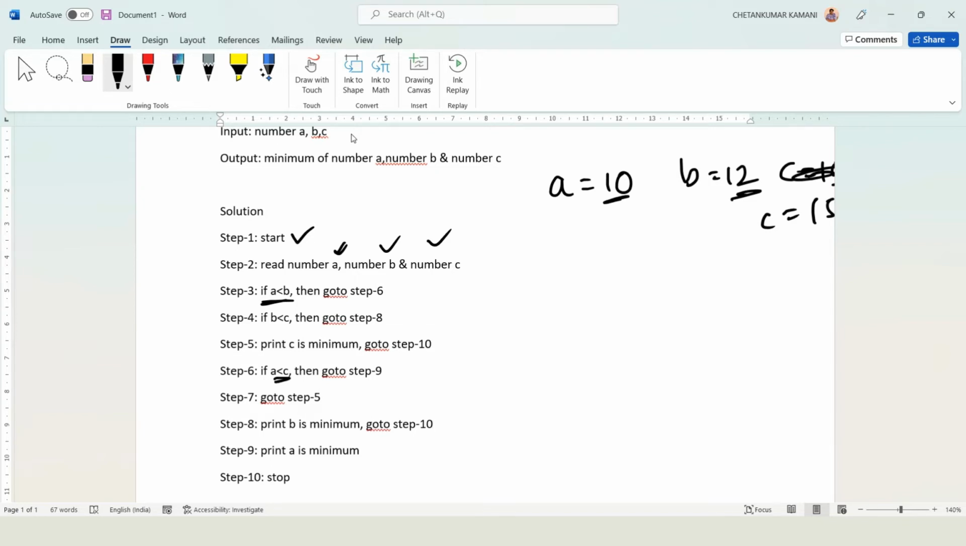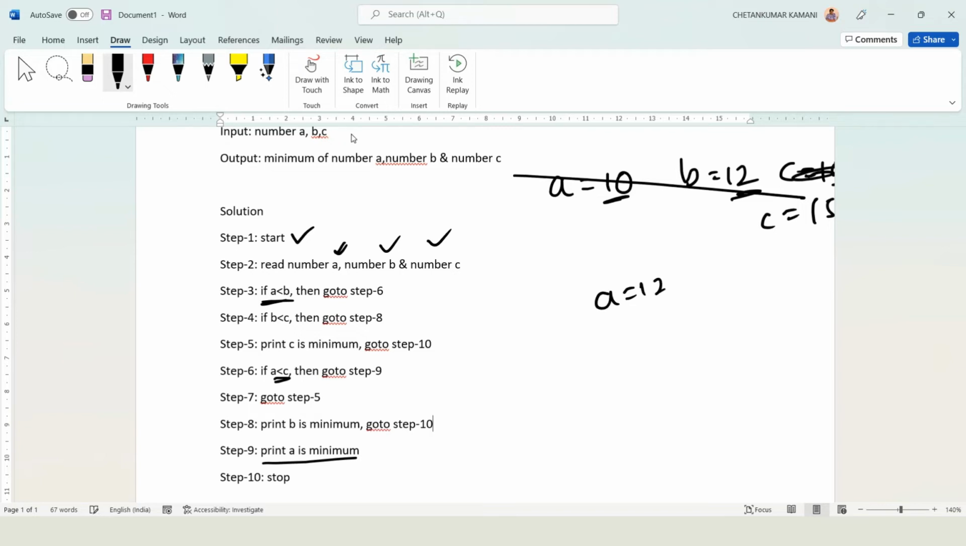Then compare A is less than C. What is the value of A? It is 10. What is the value of C? It is 15. 10 is less than 15. Then definitely it is true. Then go to step 9. A is minimum. You can see. Now let's check for another value.